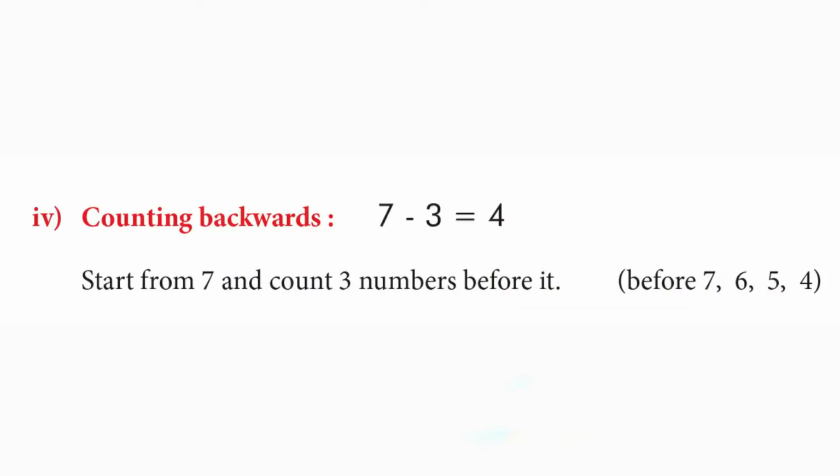So now we have 7 minus 3. So let's start from 7 and count 3 numbers before it. Okay, we have 7 here. Now when we count backwards, we have to count the numbers before 7. Let's start from 7. So 7, 6 and 5. So how many are left? 1, 2, 3, 4. So 4 is the answer. So that is one way of counting and getting the difference.